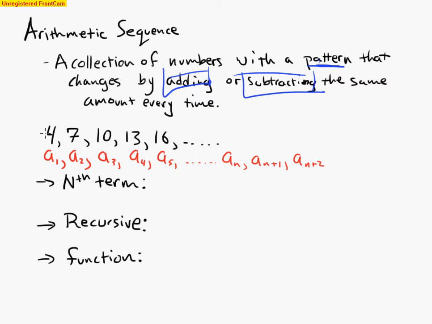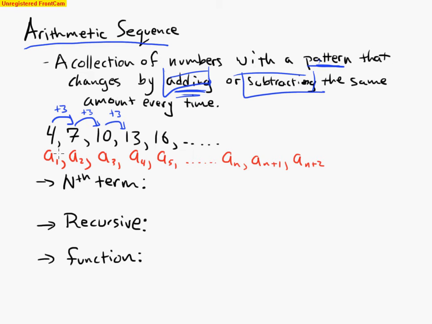If I take a look at this collection of numbers, 4, 7, 10, 13, and 16, and I look at the change between my 4 and 7, that's a plus 3. My change between my 7 and my 10, that's a plus 3. And the change between 10 and 13, another plus 3. So what am I doing every single time? I am adding 3 every single time. So this is a perfect example of a nice arithmetic sequence.